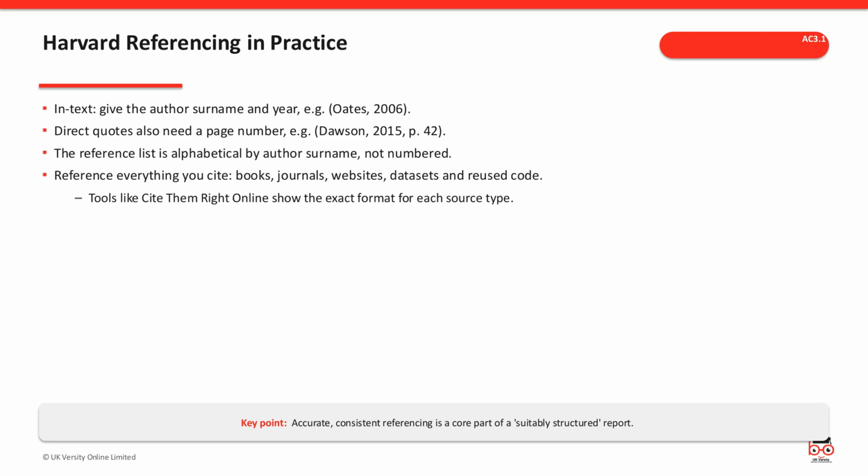In practice, an in-text citation is just the author's surname and year, like Oates, 2006. And if you're quoting directly, you add a page number too. The reference list is arranged alphabetically by author surname, not numbered, and you reference everything you cite: books, journals, websites, datasets, and any reused code. Tools like Cite Them Right Online show you the exact format for each source type. Accurate, consistent referencing is a core part of a suitably structured report.